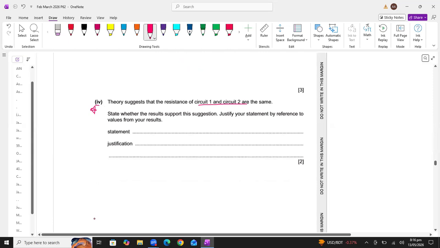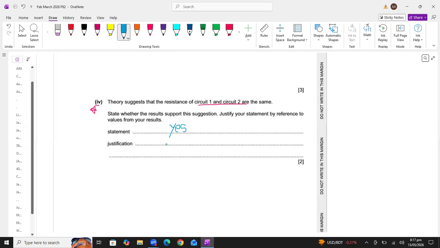Now they are saying state whether the results support this suggestion. Justify your answer by reference to values from your results. So what statement should I write here, student? Your statement could be yes or no. Then we will write the justification. Exactly. So the theory is suggesting that the resistance of circuit 1 and 2 are same. So we have to write the answer yes. Yes, theory is correct. Both resistances of circuit 1 and circuit 2 are same. But now we have to justify our statement as well. All right, how these two values are same. So students, let me tell you one thing.